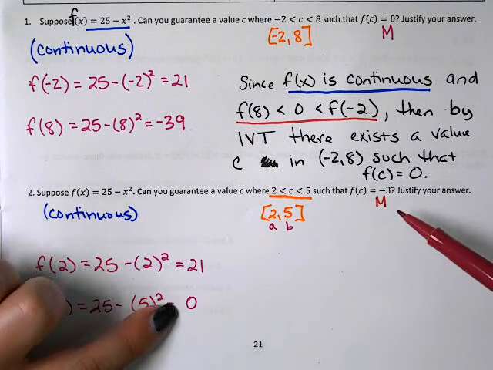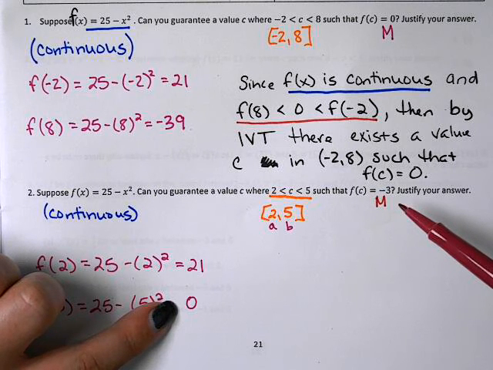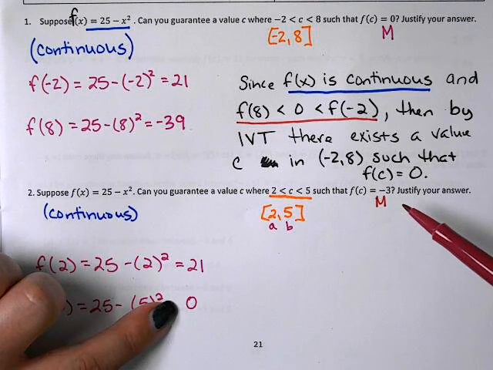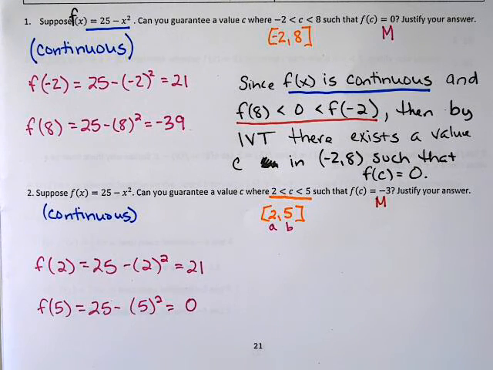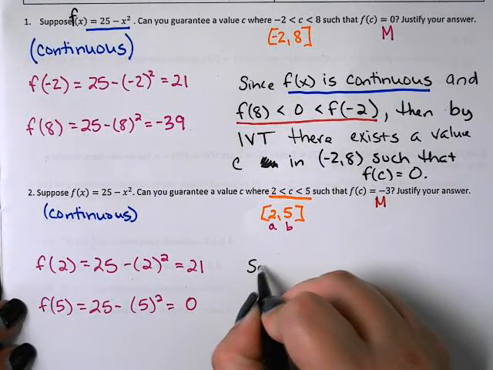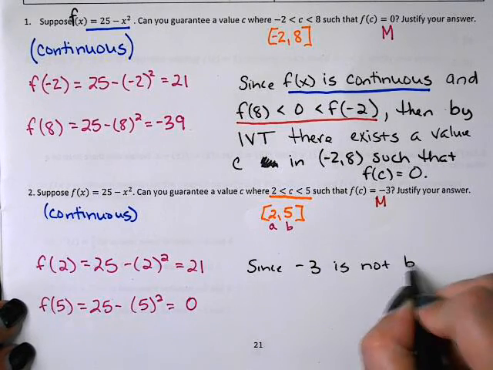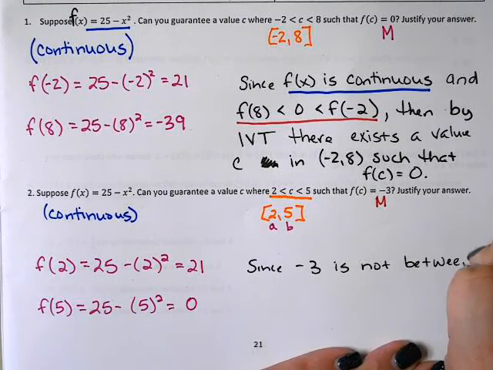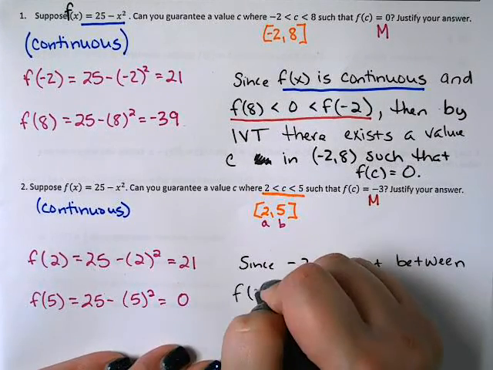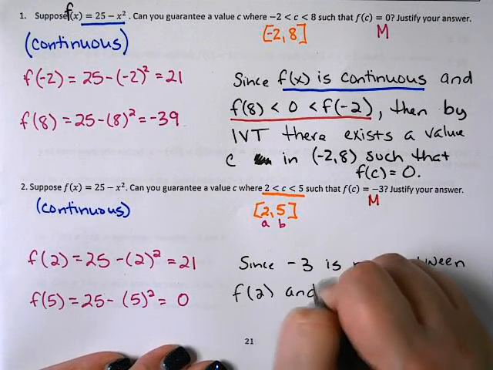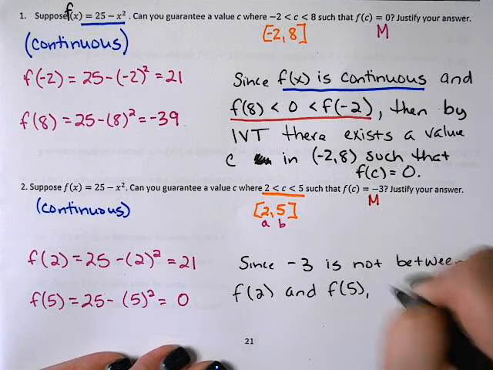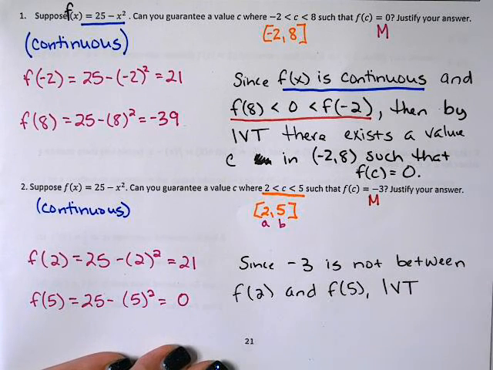Well, from 21 to 0, I don't know what's going on, but I can't guarantee that negative 3 is in there. It could be, I guess, but without knowing more about it, we can't guarantee it. So this one actually does not get to use the intermediate value theorem. So since negative 3 is not between f of 2 and f of 5, IVT does not apply. Intermediate value theorem does not apply.